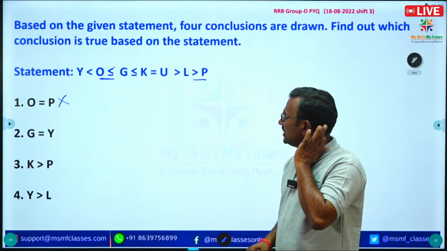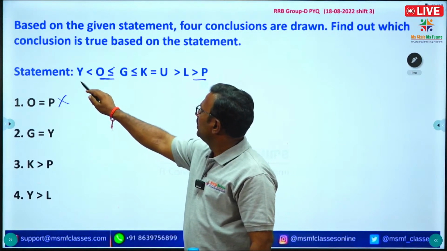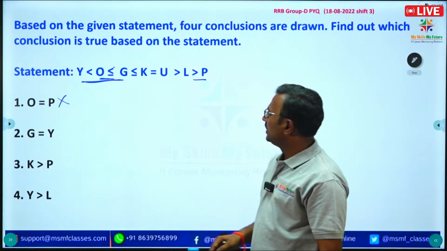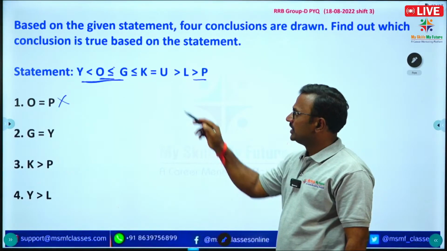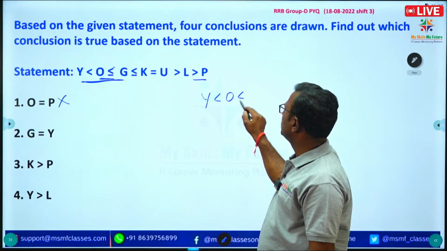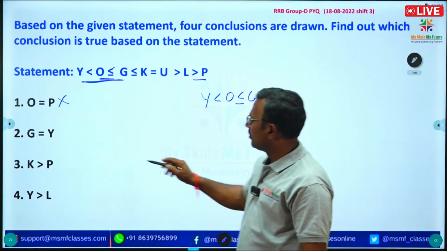So g is equal to y, no. Y is less than o less than or equal to g, so we can write y less than g. So g is equal to y is wrong.